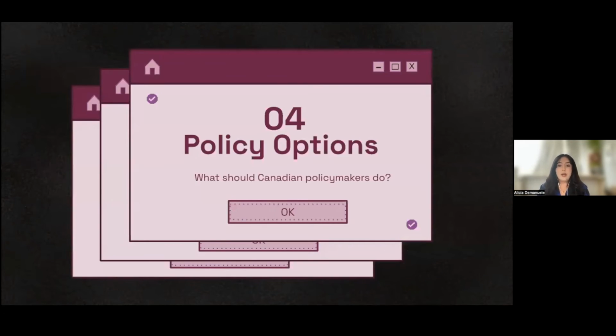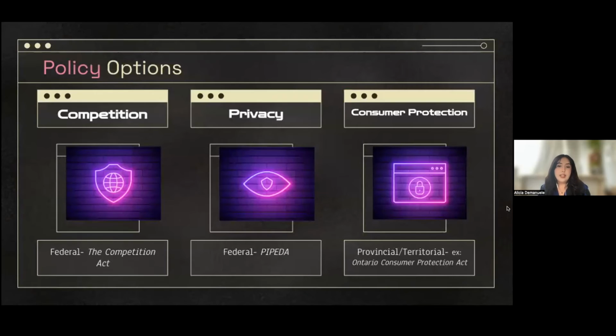So now for policy options. The Canadian government has not taken action on dark patterns so far, so how should policymakers proceed? Considering the breadth of issues that dark patterns touch on, such as competition, privacy, and consumer protection, it seemed ineffective to specifically target potential policy options at either the federal or the provincial territorial governments. So what follows is a brief analysis of these 3 general areas.